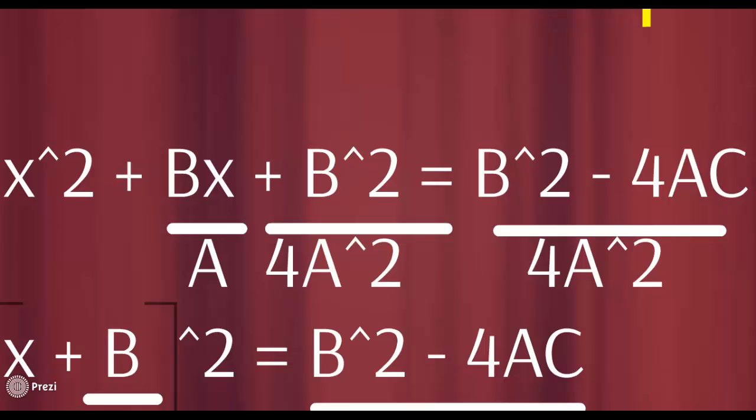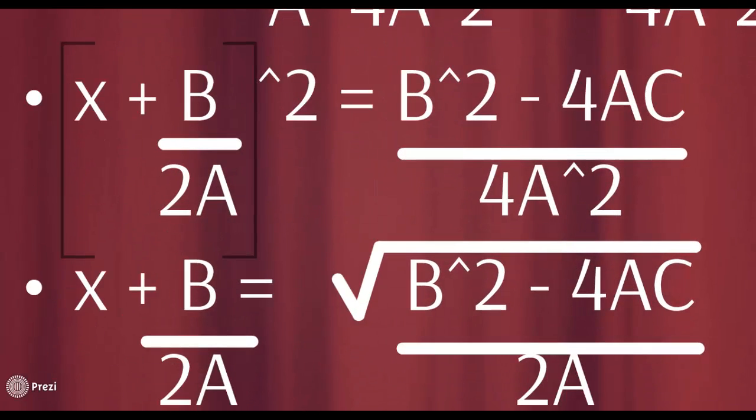What we're going to do now is take the right side of the equation and simplify it. What we will get if we simplify it is x plus b over 2a whole squared equals b squared minus 4ac over 4a squared.